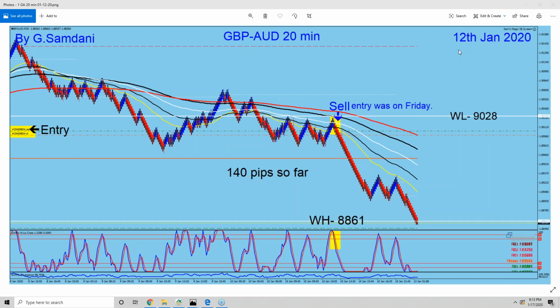The week started on the 12th, Sunday evening. This is the pound Aussie trade, and the entry was on the last Friday, and I ended up closing when the Sunday opened up, and then it dropped here, nice and clean. It was 140 pips, and this is a 20-minute chart, by the way.